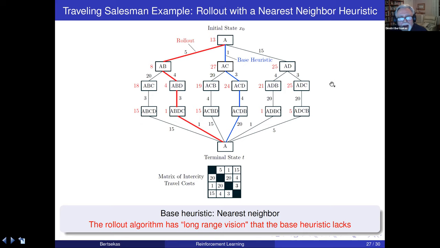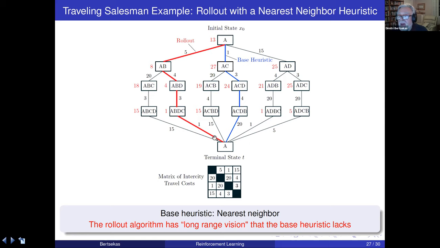Okay, the heuristic is the following. For the first choice, I choose all the way the nearest neighbor. But at the second stage, I choose not the nearest neighbor, but the farthest neighbor. So here I'm going to make this choice according to this base heuristic, but once I get here, I switch my tune. And instead of looking at the nearest neighbor, I look at the neighbor furthest away. And now I like this one, and I go this way.